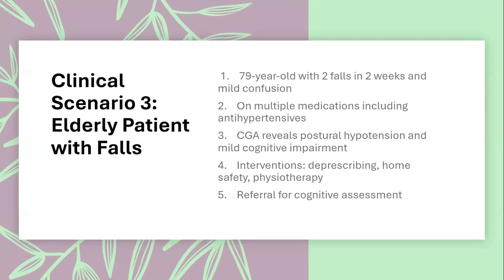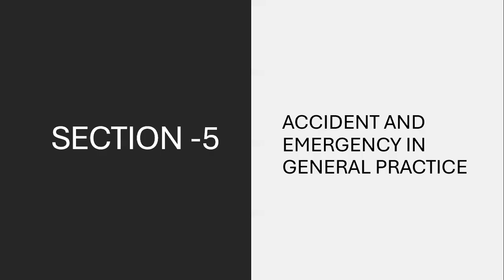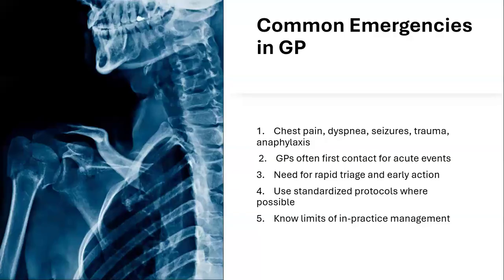And the patient may need physiotherapy because this patient may be having stiff joints, weak muscles. And you may have to refer for cognitive assessment too, especially sometimes if you are unable to deal with the dementia that she has or the mild cognitive impairment the patient has. So you can do lots of things when it comes to an elderly patient as a general practitioner. With that, we are going to move to accident and emergency in general practice.